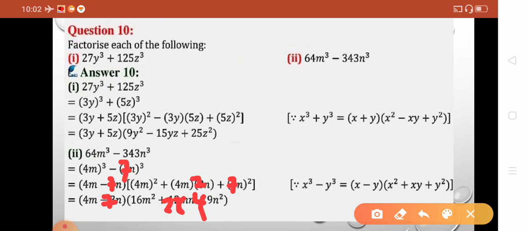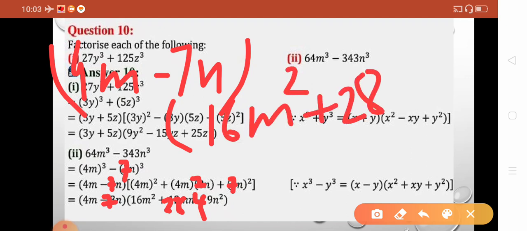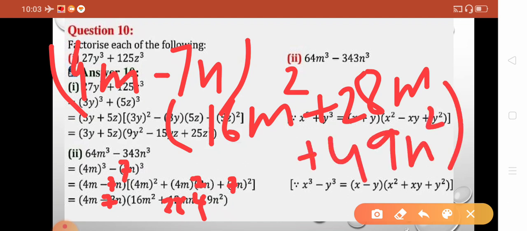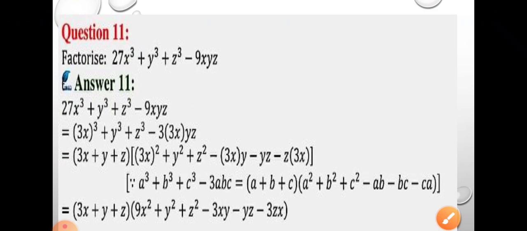So we will have (4m minus 7n)(16m square plus 28m n plus 49n square). In this way we will get our answer. So in this way we will solve the question.